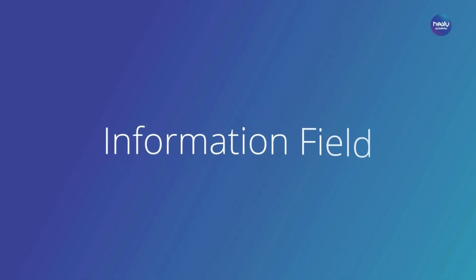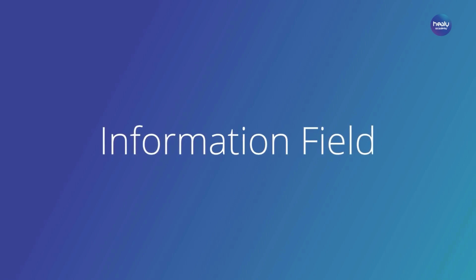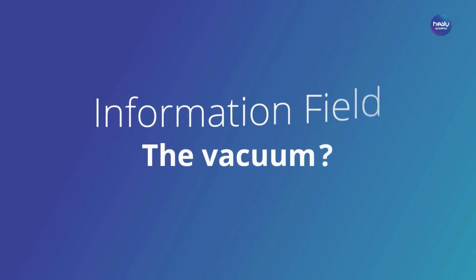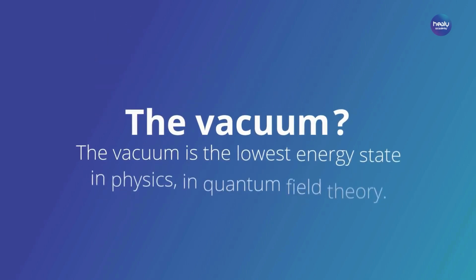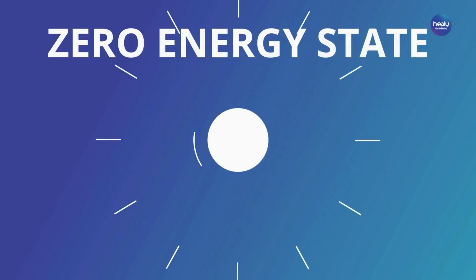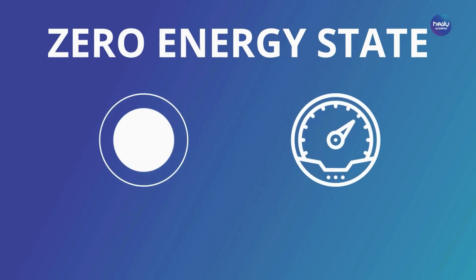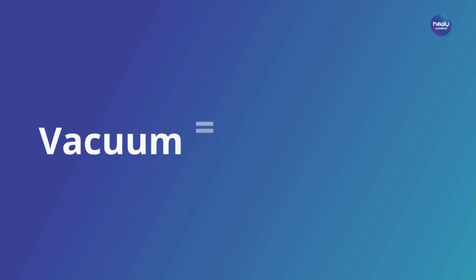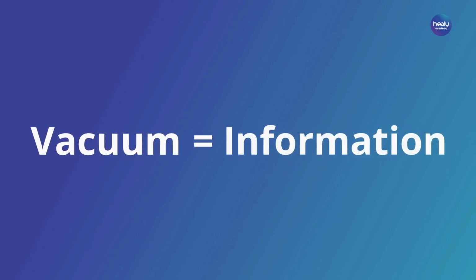If we talk about the information field, we find something very similar in physics: the vacuum. What is a vacuum anyway? The vacuum is the lowest energy state in physics, in quantum field theory. This lowest energy state, or zero energy state, is not effective by energy, and it cannot be directly measured. So the only fundamental physical term which can relate to the vacuum is information.